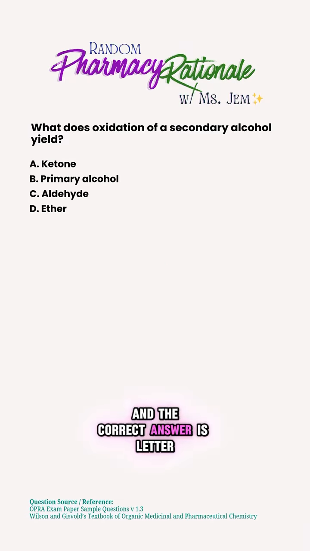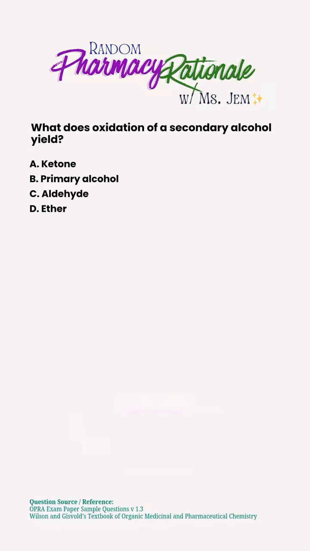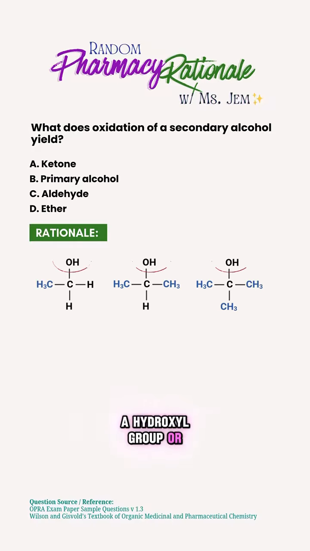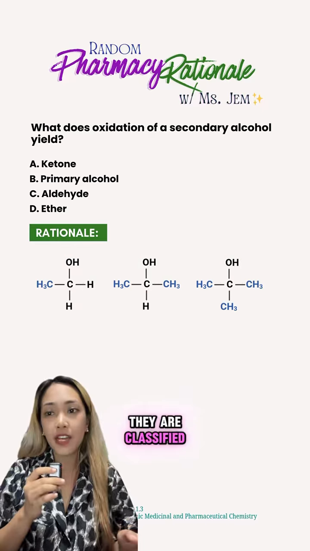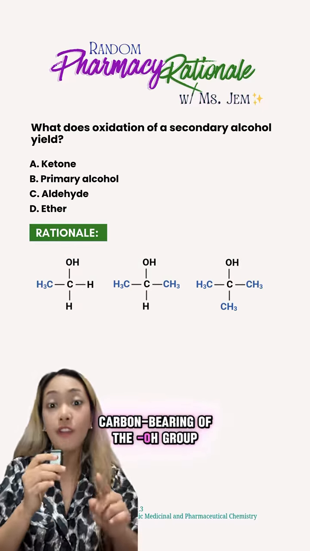And the correct answer is letter A, ketone. So first, let's recall the basic structure of alcohols. In organic chemistry, alcohols contain a hydroxyl group or OH group attached to a carbon atom. They are classified based on how many carbon atoms are attached to the carbon bearing the OH group.